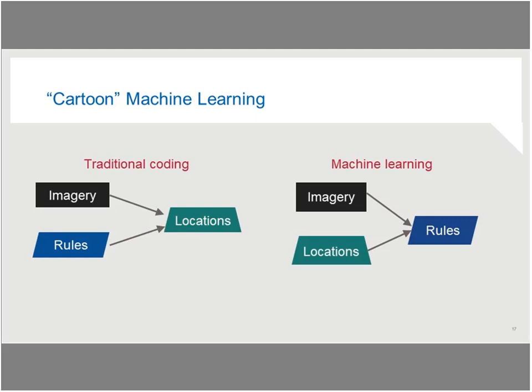In the machine learning approach, you start with two different kinds of data. You have imagery, and you also have some known locations. And a computer is going to take those two data sets as input and generate a set of rules for finding more car locations. You can then take those rules and apply them to as much new imagery as you'd like to. Next slide, please.